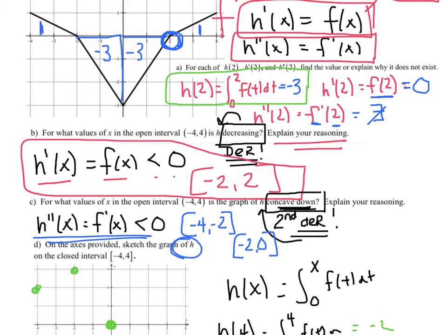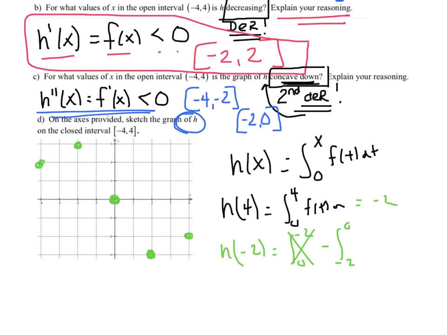Okay, so here's what I'm saying. Concavity is the second derivative. h double prime is equal to f prime. So if I want to pay attention to my concavity, I have to look at the what of f, the slope. Okay, so from -4 to -2, f has a negative slope. So if f's slope is negative, that means h double prime is concave down. Okay, so I know I'm concave down in that section.